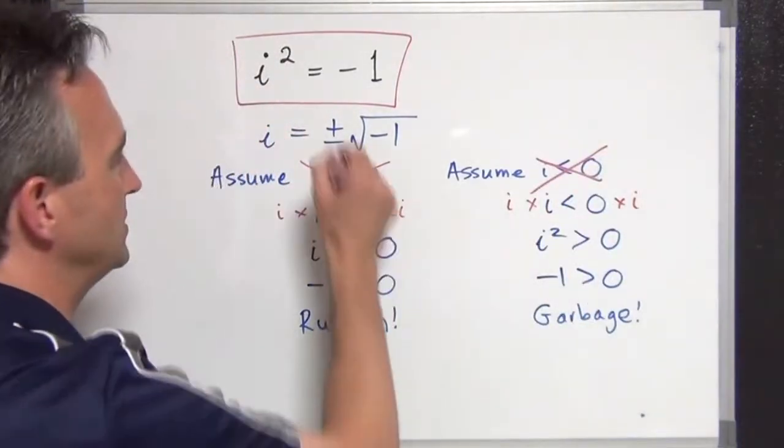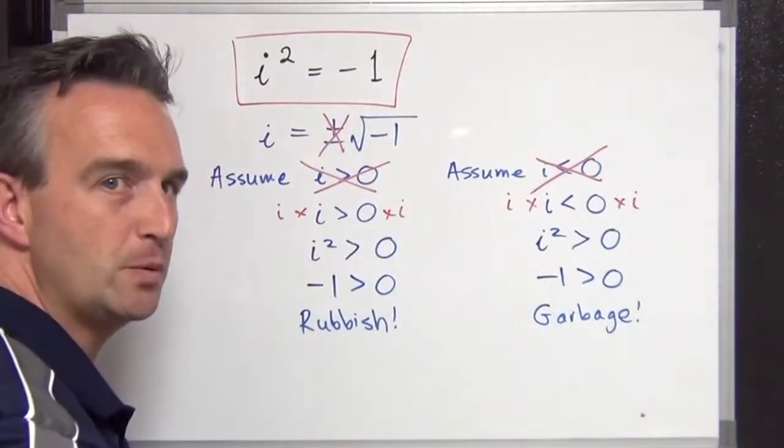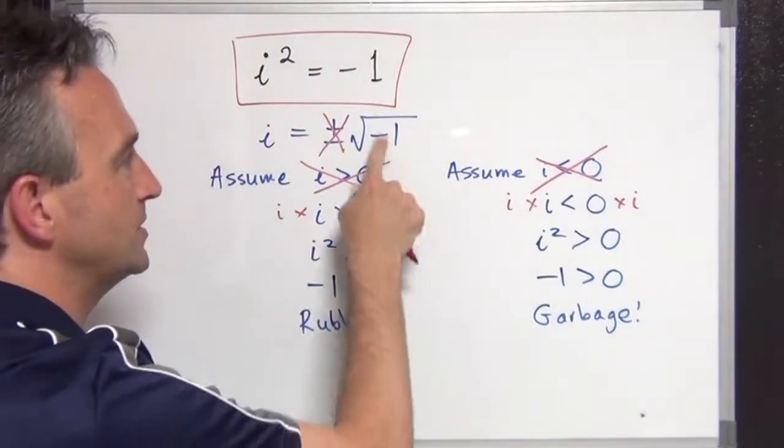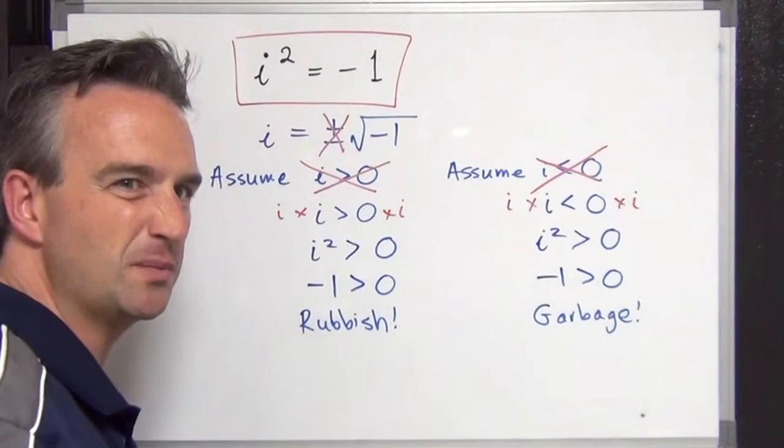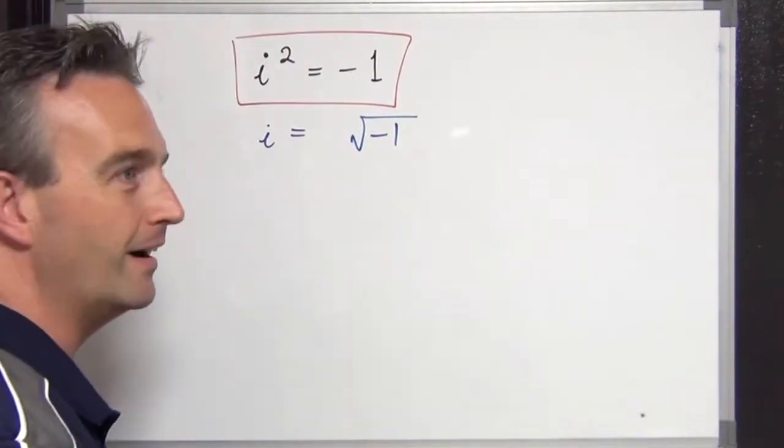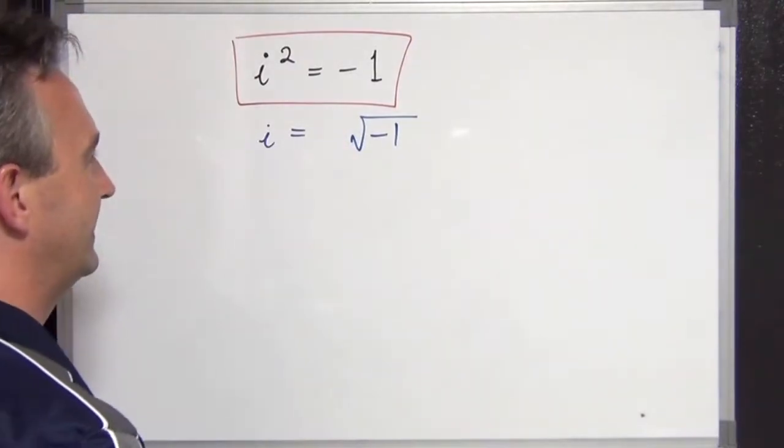So i can't be positive or negative. So maybe we can just assume that i is just the square root of -1 with no plus or minus, no sign. Okay, I've got another idea. I think I better stop now. Please do.